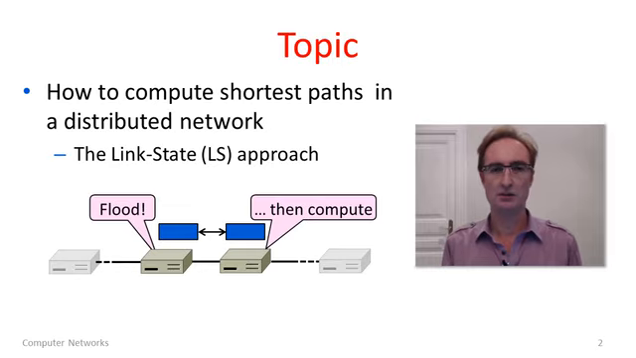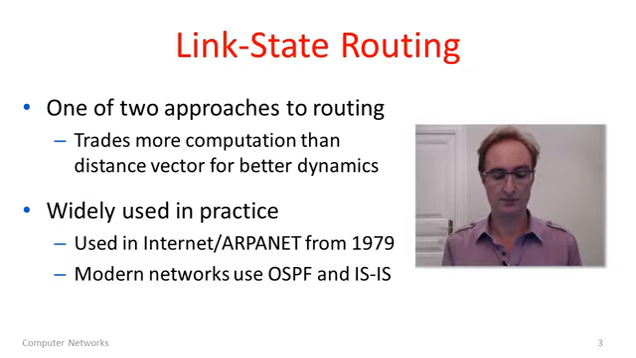So our topic is really computing the shortest path that we've talked about previously in a distributed setting that corresponds to a network. We've looked at distance vector routing. Now we'll look at link state, a very different approach, one in which there are a couple of phases. First everyone floods the information and then we compute the routes.